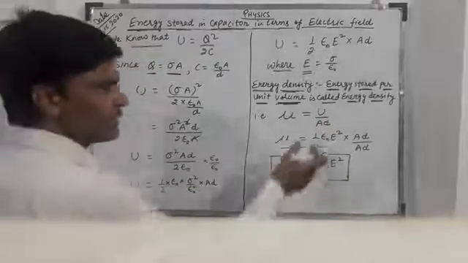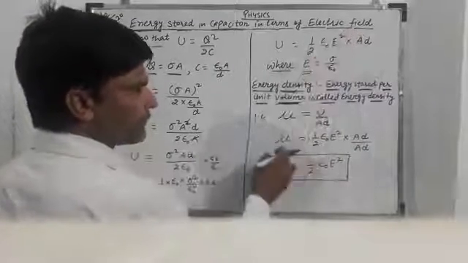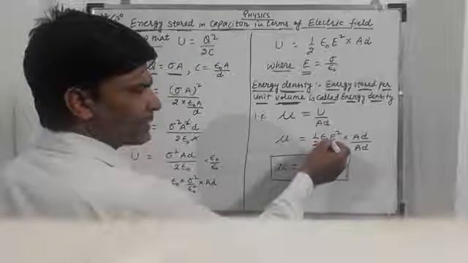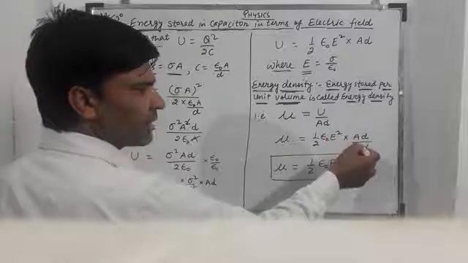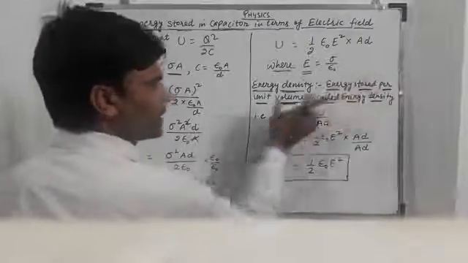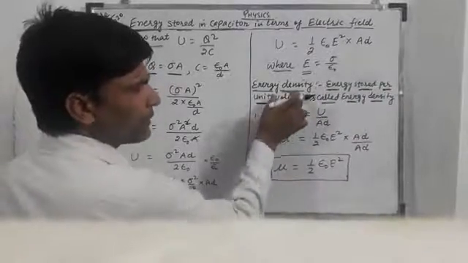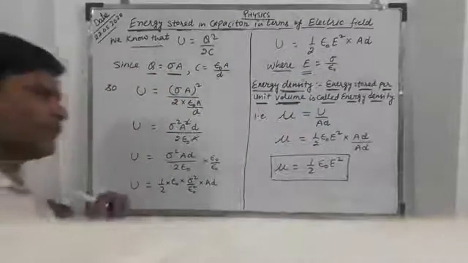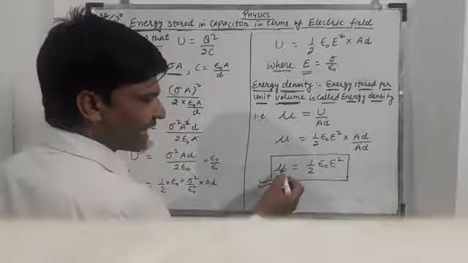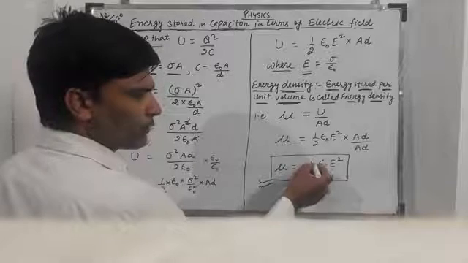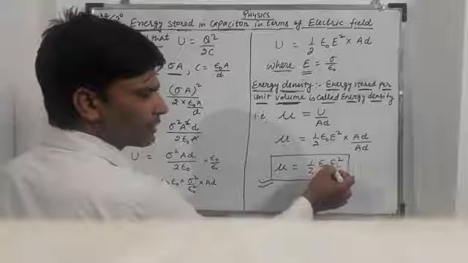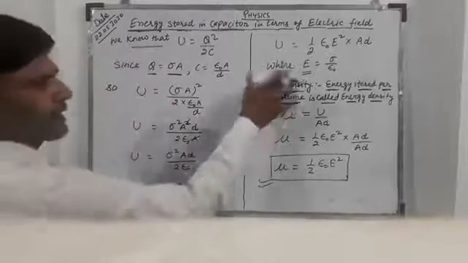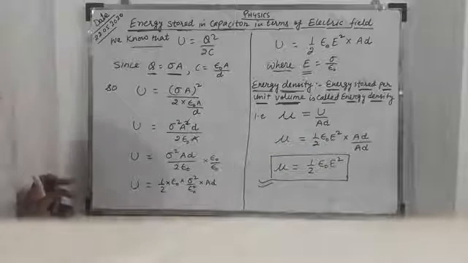Then put the value of U, we get small u is equal to 1 upon 2 epsilon naught E squared into A d upon A d, because it is per unit volume. So in place of volume we put A d, then A d cancels out, and we get small u, meaning energy density, is equal to 1 upon 2 epsilon naught E squared. This is the required expression for energy density.